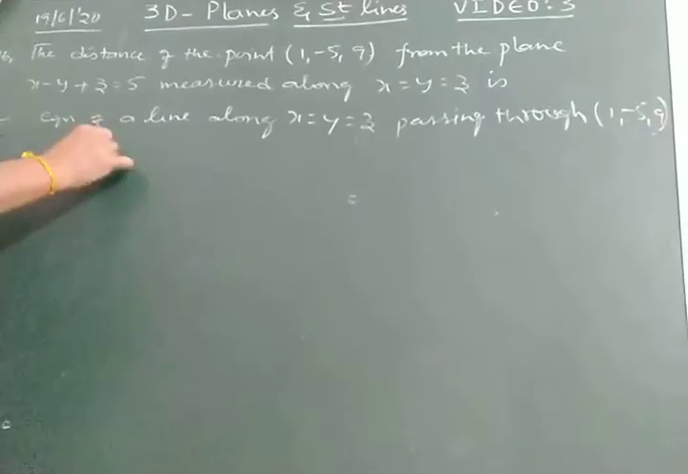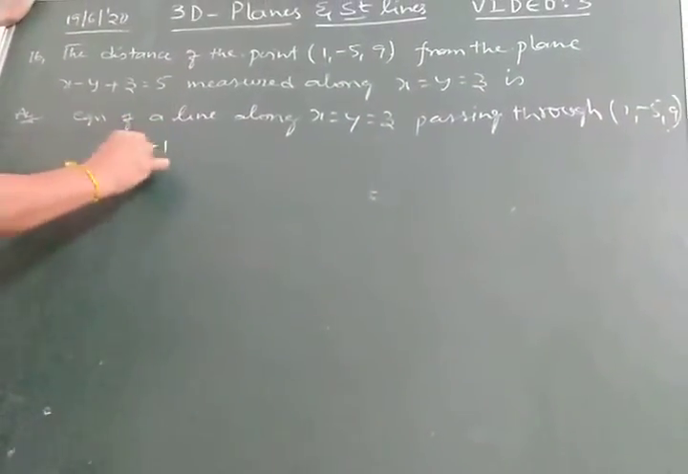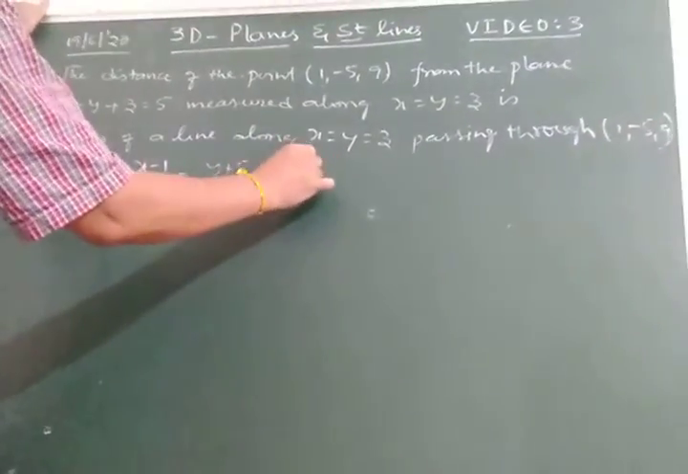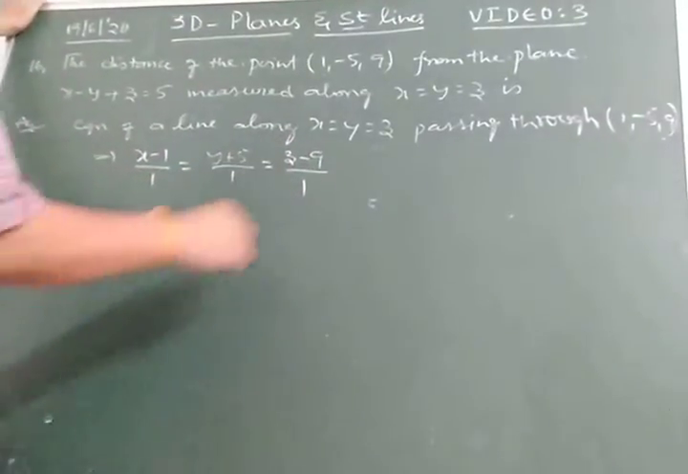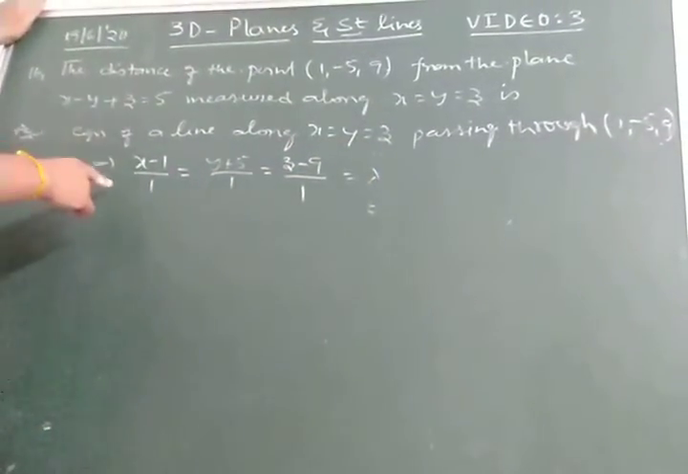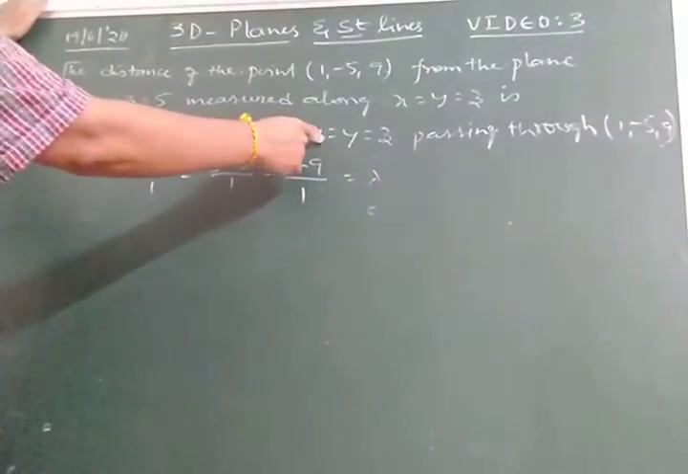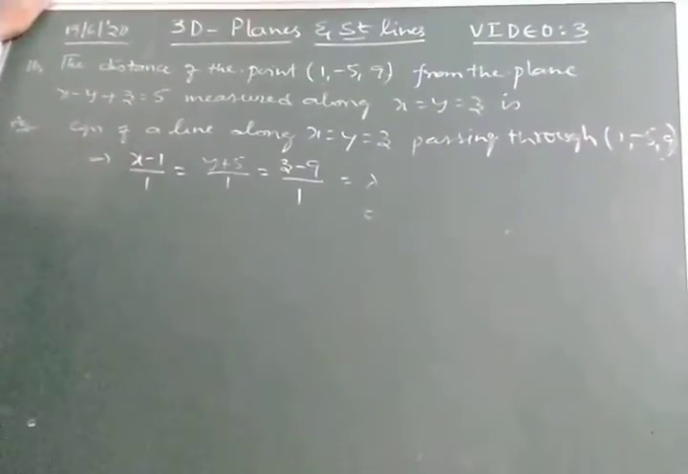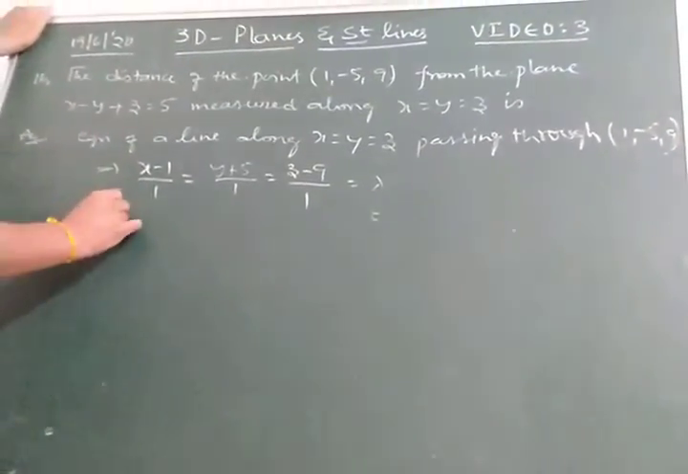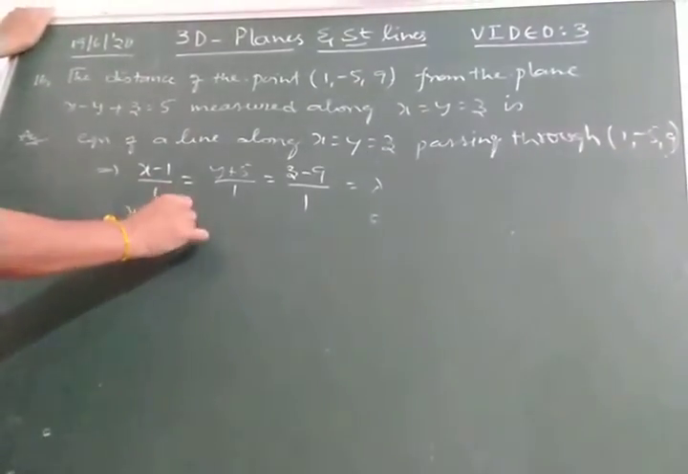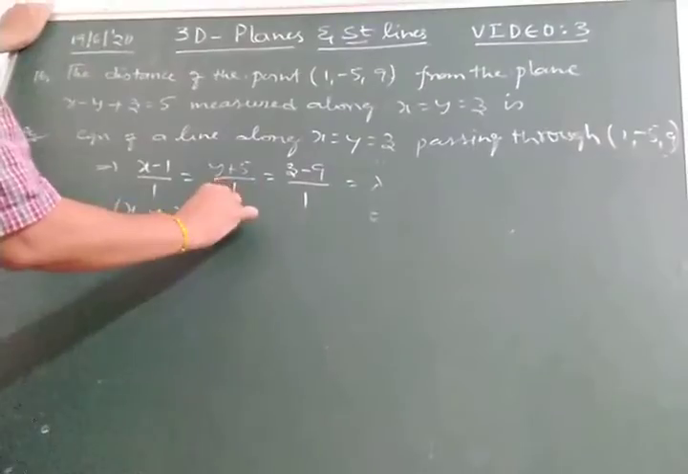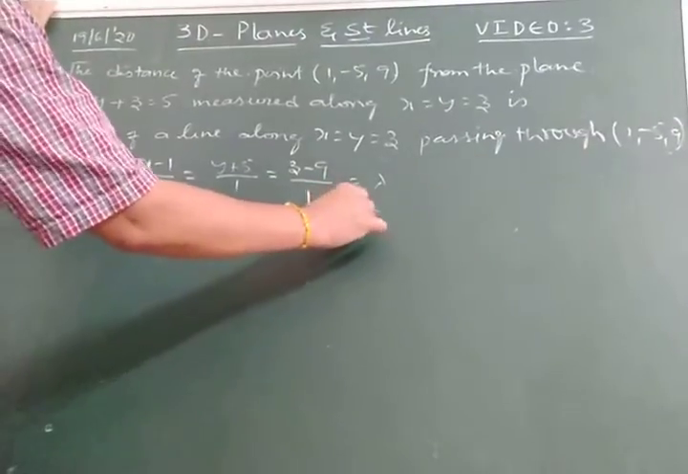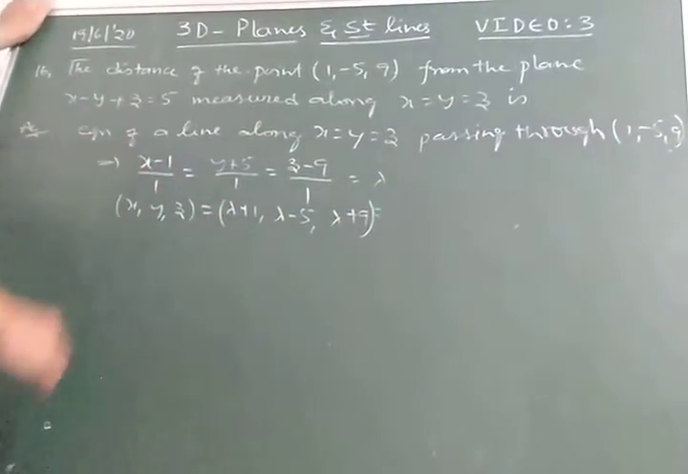So that implies (x minus 1) by 1 is equal to (y plus 5) by 1 is equal to (z minus 9) by 1 is equal to lambda. This is the equation of the line along x is equal to y is equal to z and passing through the given point. So we want to find the point on this line, x, y, z, is equal to lambda plus 1, lambda minus 5, lambda plus 9. This is the point on the line.